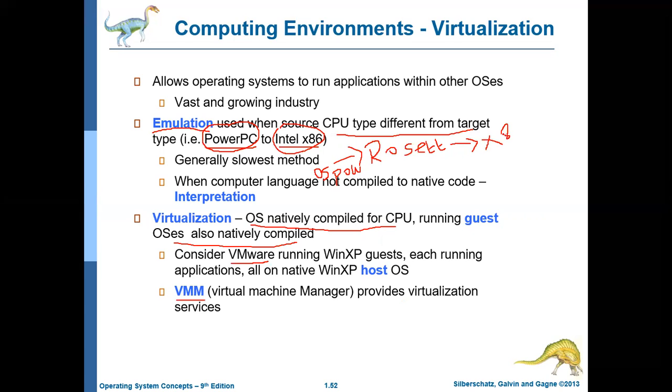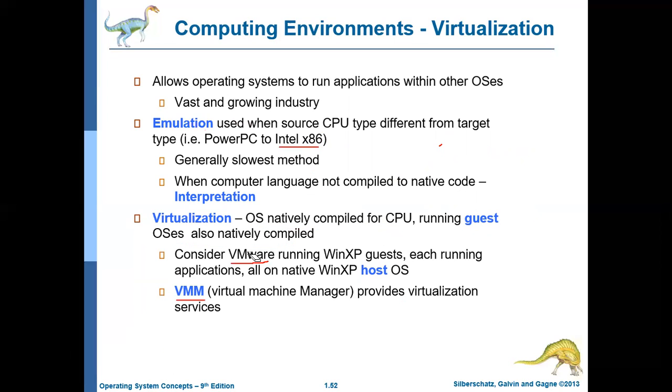That is, it takes every instruction and converts it into a format which is executable by Intel x86. Now this Rosetta is called an emulator. So when the target CPU type is different from the source type, then an emulator is used. So this is an example of an emulator.